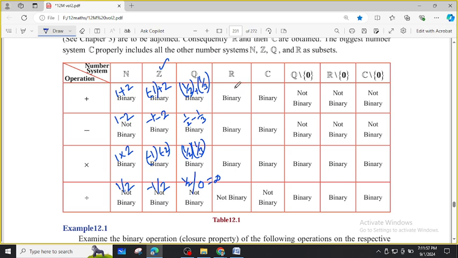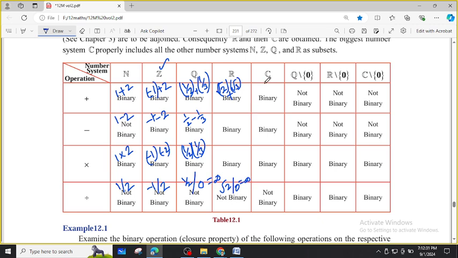Now real numbers. When you take real numbers, again the same thing. What is a real number? Rational, irrational, everything is a real number. So if you take irrational number into irrational number, it is a real number. Actually, a product of irrational numbers is a real number. Subtraction of real numbers is a real number. Product of real numbers is a real number. But division is not, because when you take root 2 divided by 0, it is not a real number. This goes to infinity.